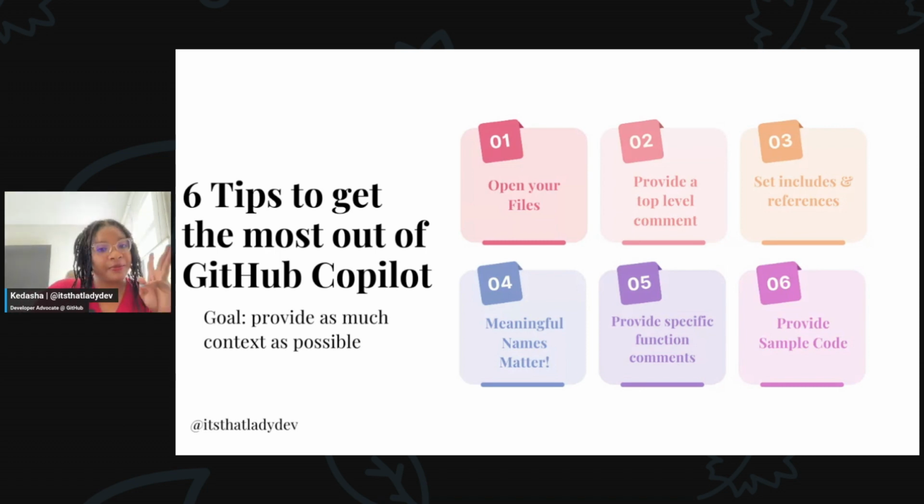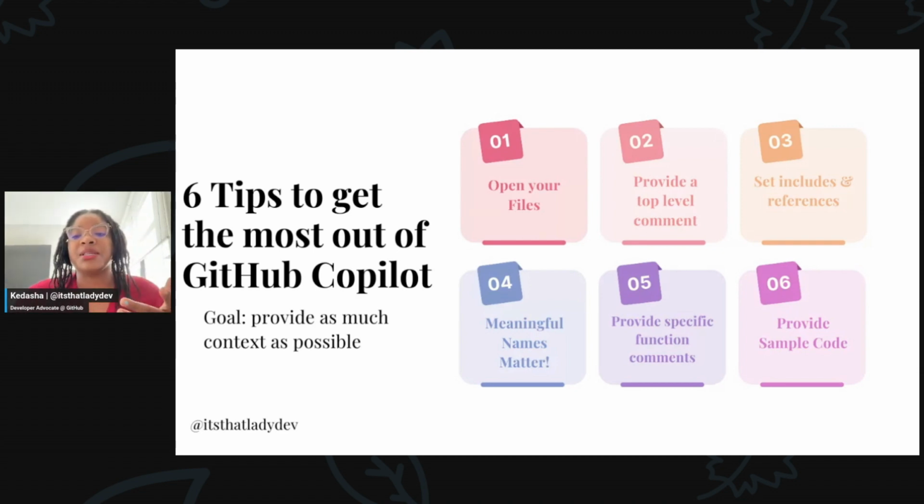So the third tip for you today is to set includes and references. This means that it's essentially best to manually set includes or module references that you need for your work. Copilot can make suggestions, but you likely know what dependencies you'll need to include and what versions of dependencies you want to use.